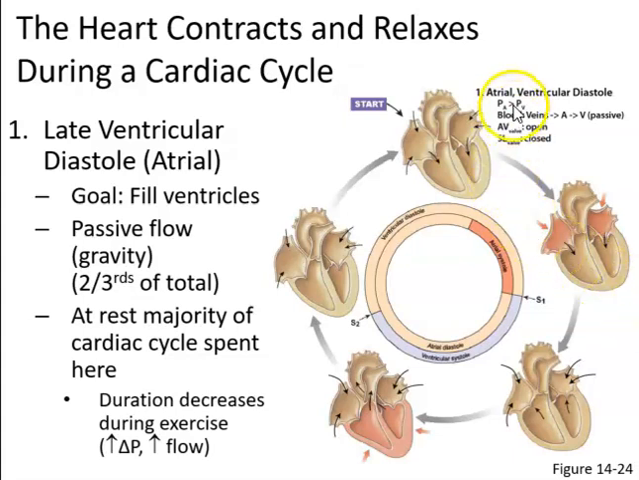So here we see late diastole, first phase of the cardiac cycle. Again, the pressure in the atria is greater than the pressure in the ventricles, allowing for blood to flow from the atria passively into the ventricles.